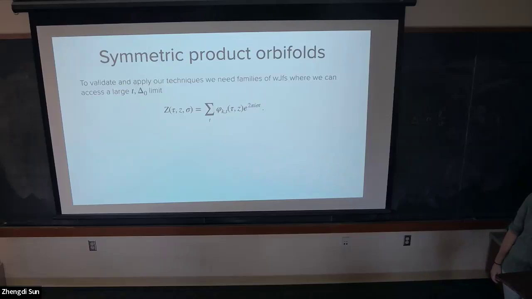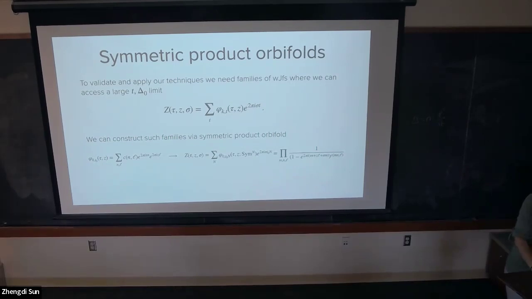And the way that you can do that is to look at some grand canonical partition function where you include a new variable called sigma, which is the conjugate variable to this index. And the idea is that when you write that as a Fourier expansion in sigma or t, the coefficients are weak Jacobi forms of some weight and index t. So in that way, you obtain a power series of weak Jacobi forms of increasing index. And you can access these large t forms.